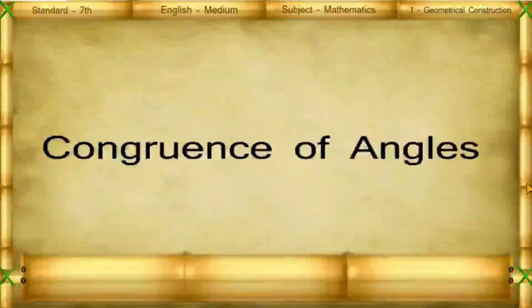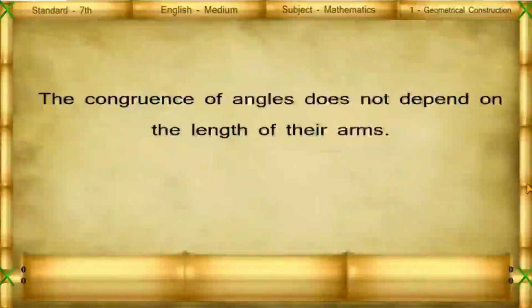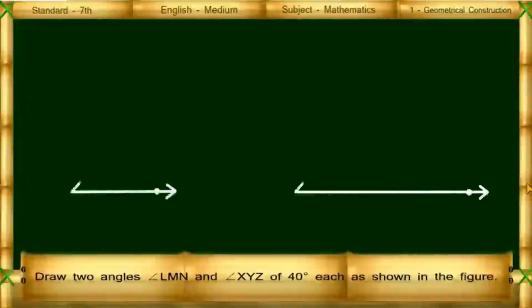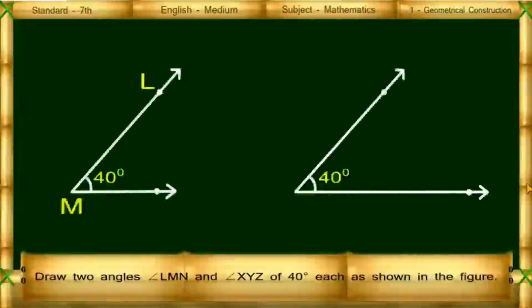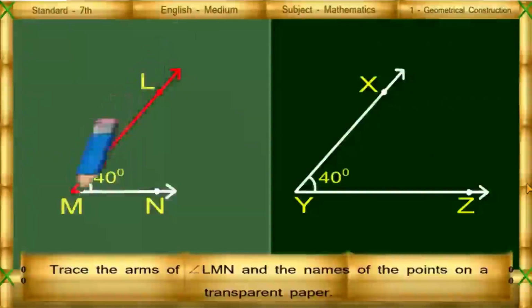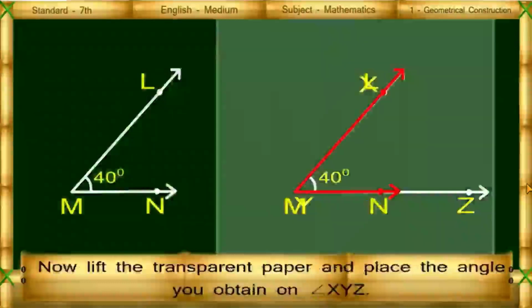Congruence of angles. The congruence of angles does not depend on the length of their arms. It depends upon the measures of those angles. Draw two angles, angle LMN and angle XYZ of 40 degrees each as shown in the figure. Trace the arms of angle LMN and the names of the points on a transparent paper. Now lift the transparent paper and place the angle you obtain on angle XYZ.